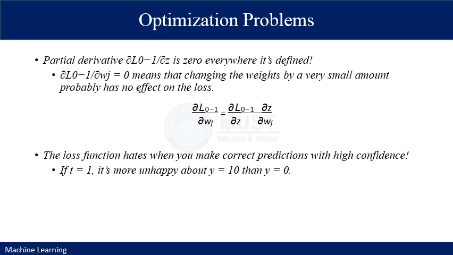So in the case of classification, partial derivatives of the 0-1 loss are 0 everywhere it is defined. A partial derivative of 0-1 equal to 0 means that if you change the weights by a very small amount, it will have no effect on the loss, because loss is measured in terms of 0 and 1, not in terms of value. And if your loss does not change relative to the threshold, it will be considered the same.